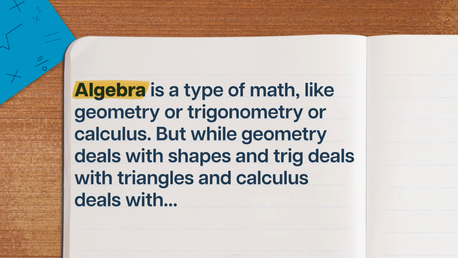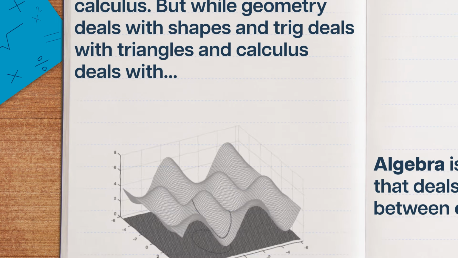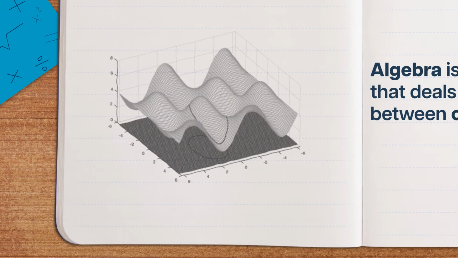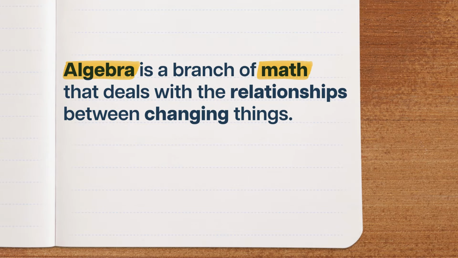Let's start simple. What even is algebra? Algebra is a type of math, like geometry or trigonometry or calculus. But while geometry deals with shapes, and trig deals with triangles, and calculus deals with whatever that is, algebra is a branch of math that deals with the relationships between changing things. And if you think that sounds vague, you're right. Algebra is shrouded in mystery.